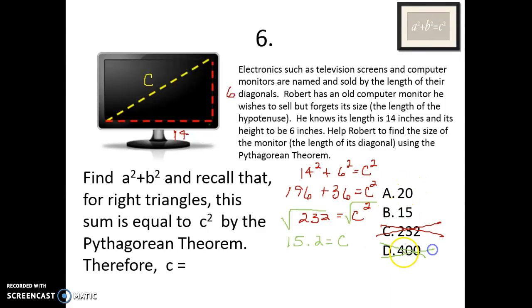Well, 400 is way off. Too big. That's not 400 inches. That'd be a nice monitor, though. Whoa, nice TV. 400-inch diagonal. Whew. But 15.2, they don't give it out in exact terms. So, of course, B is the answer.